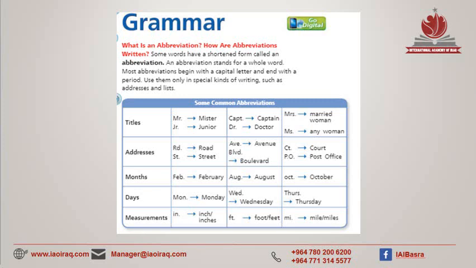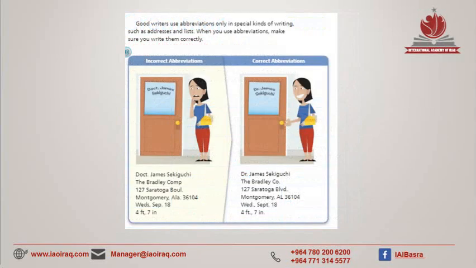So some important ones you guys should know are the titles. Mr. Junior is not that important. Doctor is important. Miss and Mrs. Addresses: road and street, you guys should know. Avenue, should know. PO, post office, is a good one to know as well. Obviously, all the months, all the days, and some of the measurements are also quite important, guys. So, good writers use abbreviations only in special kinds of writing, such as addresses and lists.